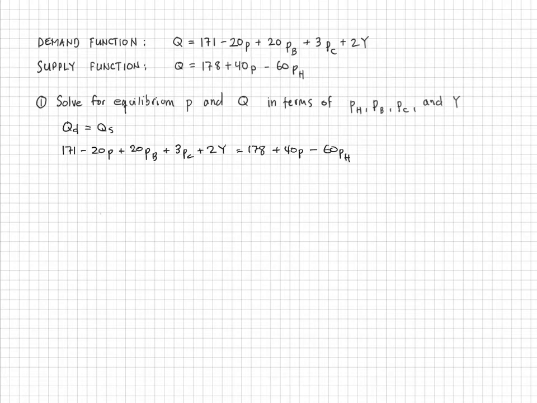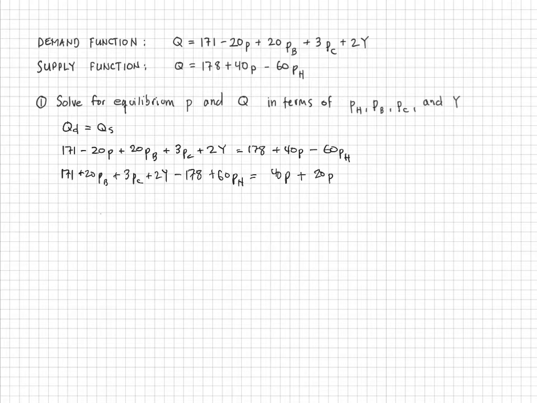So the first thing we can do is collect all the variables over here. Now I'm going to move it from the left-hand side. So the plus 178 becomes minus 178. And the minus 60ph becomes positive 60ph. And then on the other side we have 40p. And then I move the minus 20p, changing the sign, and we have plus 20p there, which is of course just 60p.